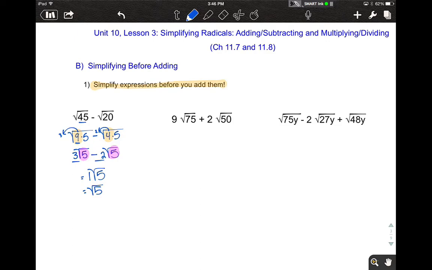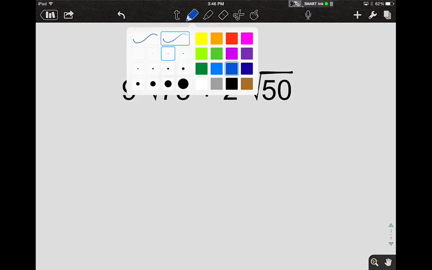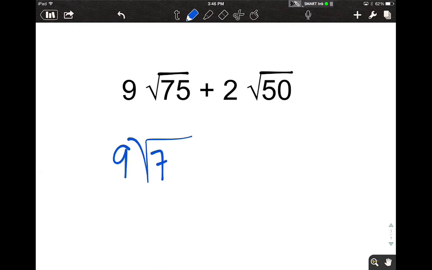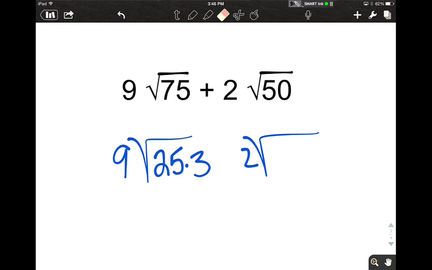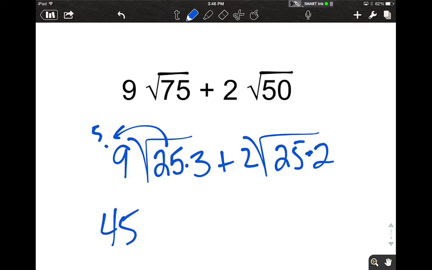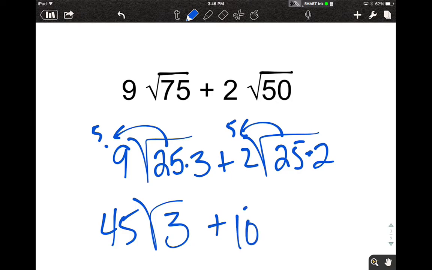Let's try one more, and I'll leave you the third one to try on your own if you'd like. Same thing, let's simplify. If I'm looking at 9 root 75, oops, I don't want to write 75. I want to write 25 times 3 plus, oopsie, I forgot the 2. 50, I don't want to write 50. I want to write 25 times 2. As you can see, hopefully, maybe I would get like terms. The 25 can come out as a 5. So I would get 45. 5 times 9 makes 45. Times the square root of 3 plus 25 again can come out as 5. And now I get 10 times the square root of 2.